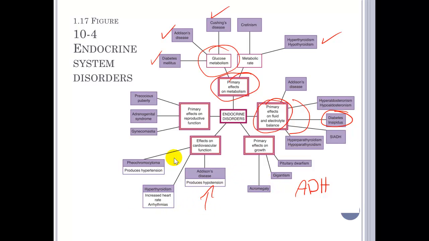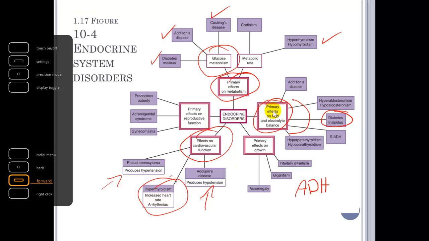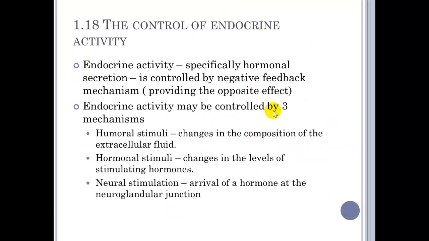Addison's disease, effects on the cardiovascular system. Pheochromocytoma, tumor on the adrenaline gland. Hyperthyroidism. We'll talk about a few of these, and others we'll talk about as we actually hit the chapters. But there are several endocrine disorders, and any of these can be either an overabundance or not enough of the hormone.